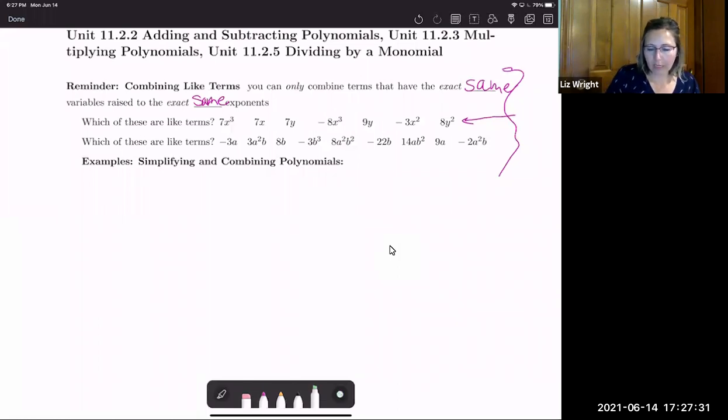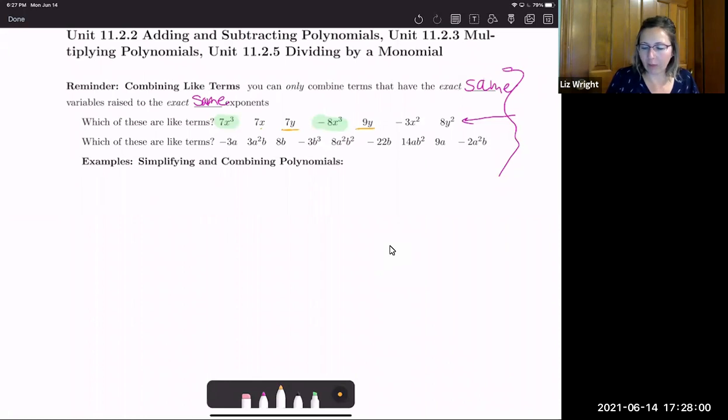One I'm seeing is 7x cubed, and you want to look for any other x cubed terms. I see one over here, so those would be considered like terms. Then I look for any other x terms. I don't see any other x to the first terms, so that one's by itself. How about any y to the first terms? I see one over here, so I'm going to underline that one and this one. Those would be considered like terms.